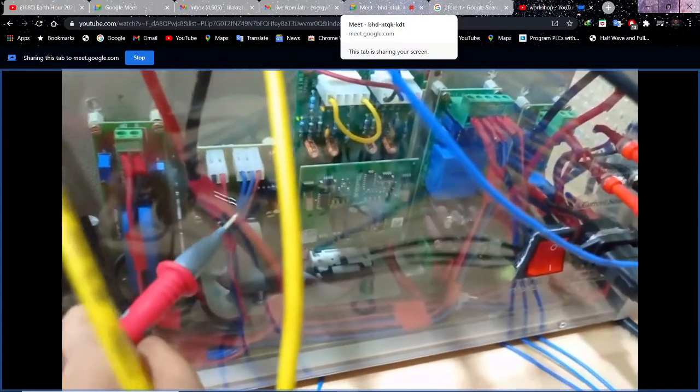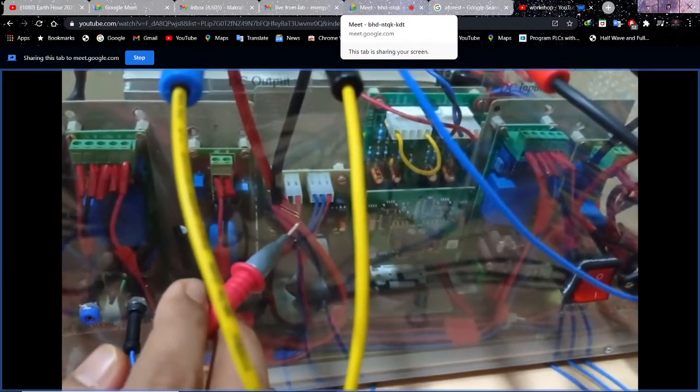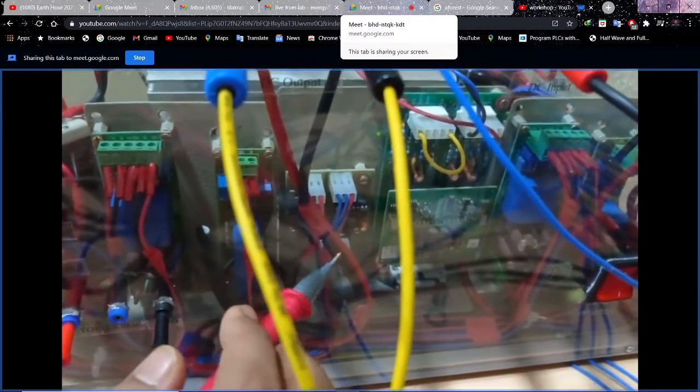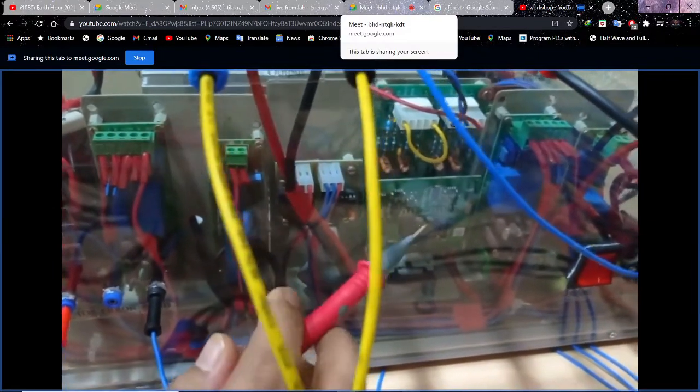Okay, and this one we can see is the level shifter. Basically the gate driver circuit works at 15 volt, but the signal we are giving from the controller is either 3.3 volt or 5 volt. So this circuit basically shifts the level up from 5 volt or 3.3 volt to 15 volt.